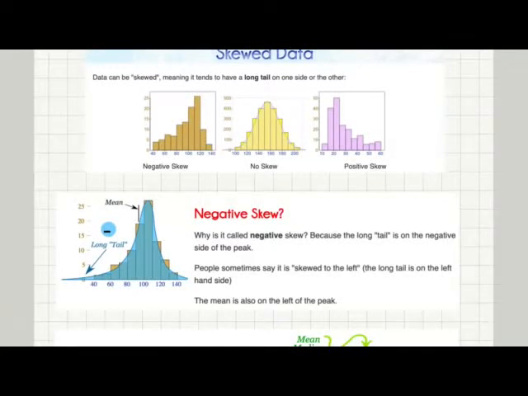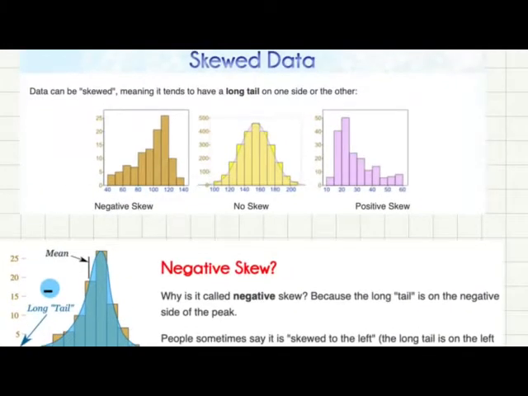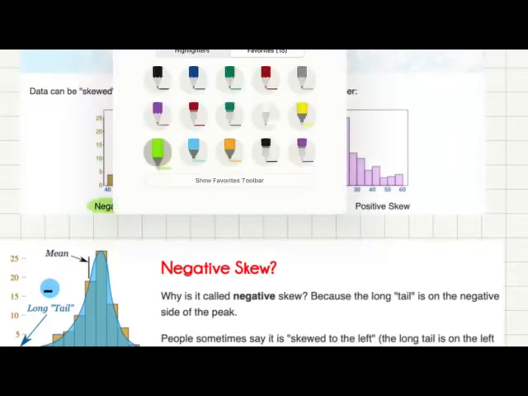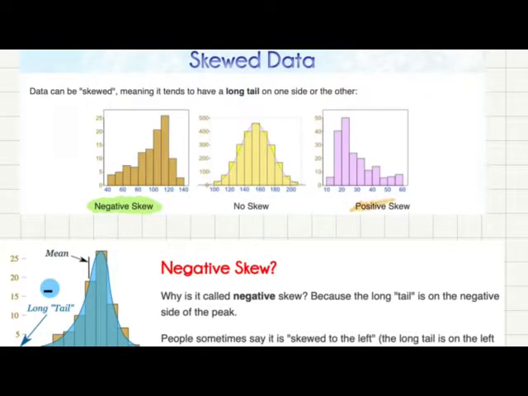Okay, we're going to talk about skewed data. Skewed data is when your data is lopsided. So here are three examples. We have a negative skew, all the way to the right we have a positive skew, and then in the middle we have no skew at all.